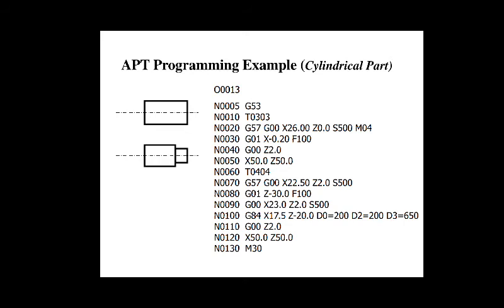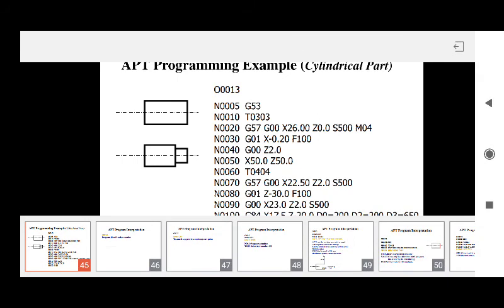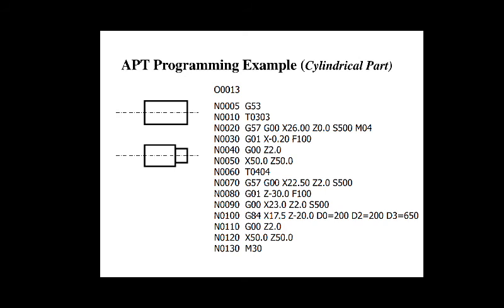After this, first we performed the facing operation, then turning. Now the step turning is there. For step turning we enter the code G84. G84 is the turning cycle for machining the step, and we enter the value X equal to 17.5, which is our final diameter, and Z has the value 20 mm. The step's length is 20 mm and the step's diameter is 17.5 mm.